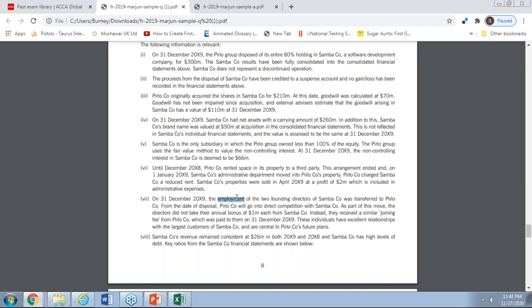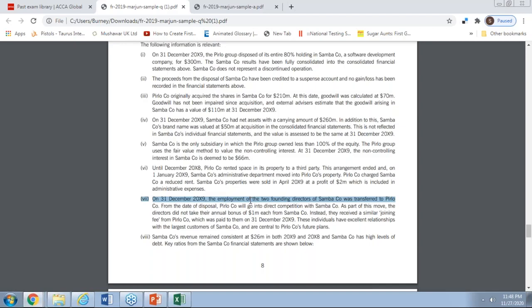Then it says on 31st December 2009, employment of the two founding directors of the Samba was transferred to the Pillu company. So the two major founding directors of the Samba, although we have sold the Samba company, we have retained these two directors. So the company has retained these two directors and sold the Samba company. From the date of the disposal, Pillu will go into direct competition with the Samba company. As a part of this move, the directors did not take their annual bonuses of 1 million each from the Samba company.